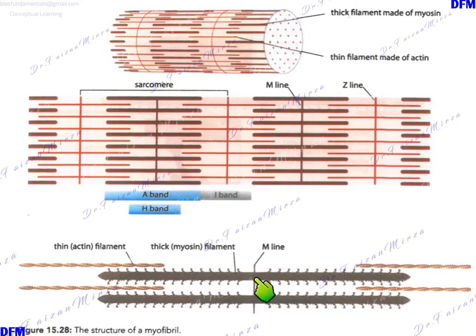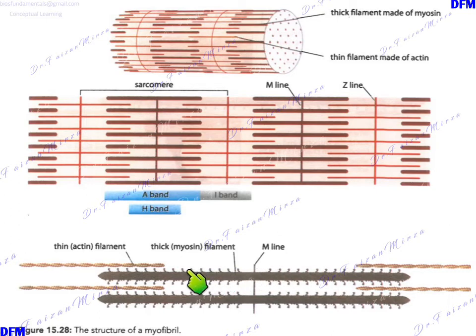This is the detail here. You can see this is the M line. These are the myosins here, and these individual comma shaped structures or golf stick shaped structures are myosin heads. These myosin heads, you can see, are lying at a certain distance from the actin filament. All these myosin heads are the ones which will help the actin get pulled inwards towards the M line.